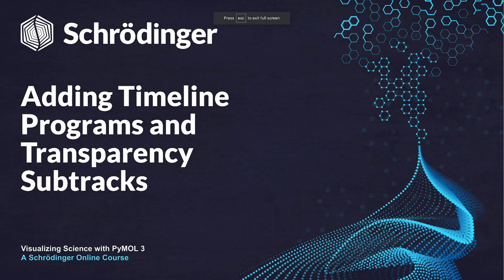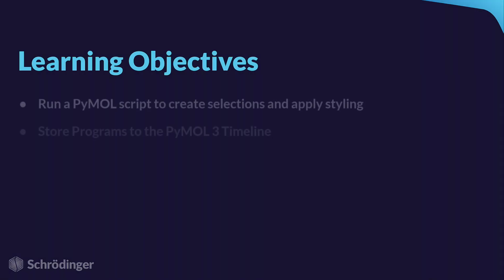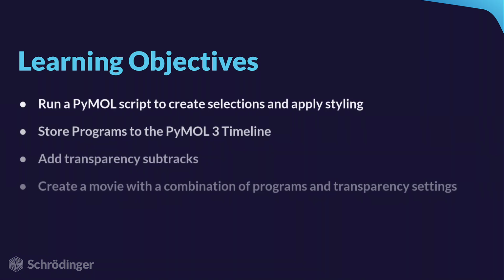Hello and welcome. In this video tutorial, we will be looking at how to add specific motions called programs to the PyMol3 timeline. And we'll also be looking at how to use subtracks to edit visual settings such as transparency. By the end of this tutorial, you'll be able to run a PyMol script to create selections and apply styling, store programs to the PyMol3 timeline, add transparency subtracks, and create a movie with a combination of programs and transparency transitions.